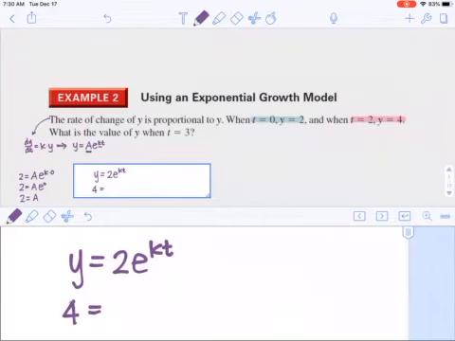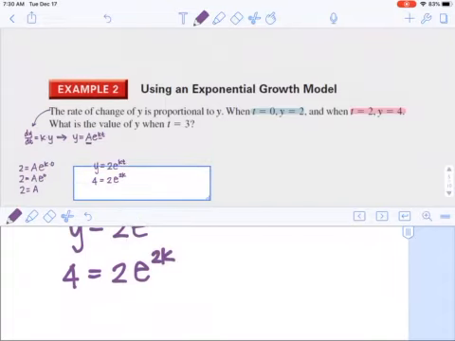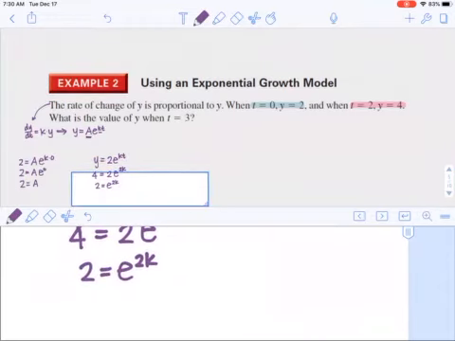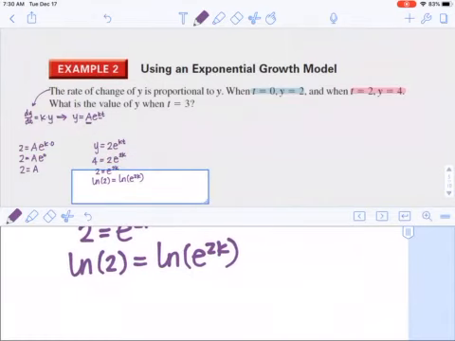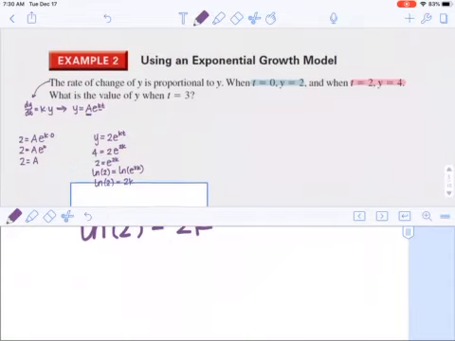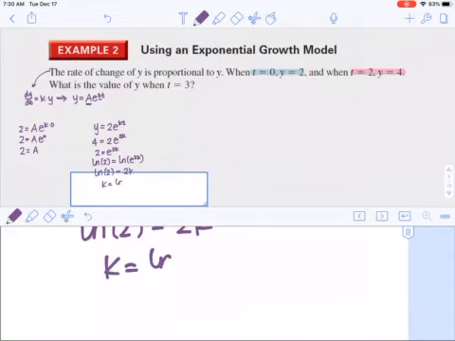So I have 4 equals 2 e to the 2k. All right, and basically I can go ahead and start solving. I can divide both sides by 2. The only way to get to that k is going to be to take the natural log of both sides. So I'm going to have natural log of 2 equals natural log of e to the 2k. And what we know about taking natural log of e is it's just going to leave me that exponent. So I have natural log of 2 equals 2k, which means k equals natural log of 2 divided by 2.